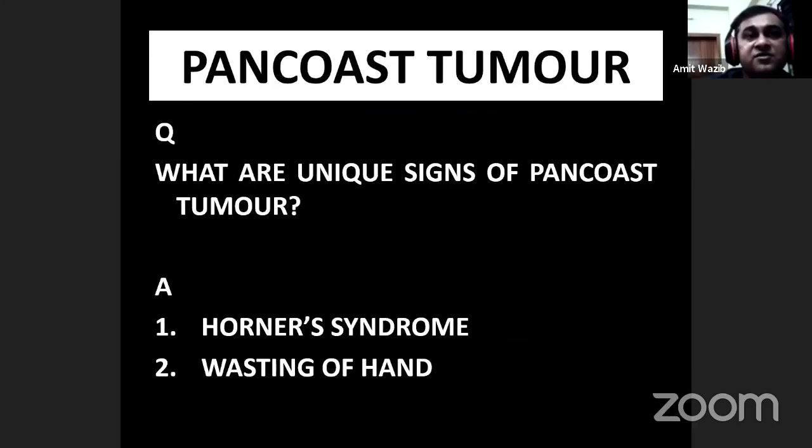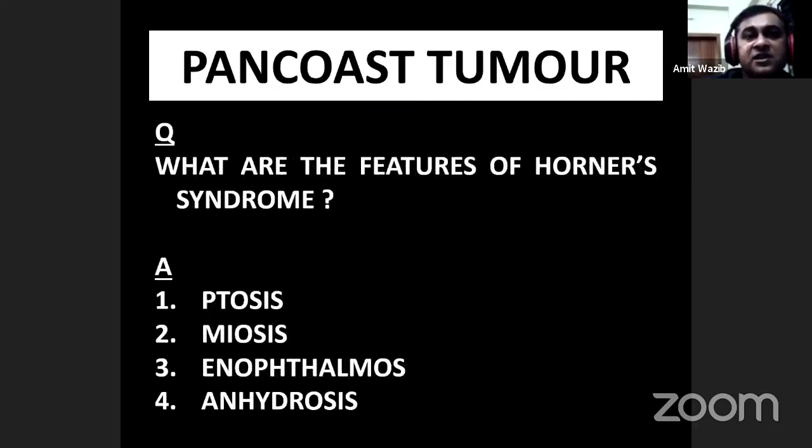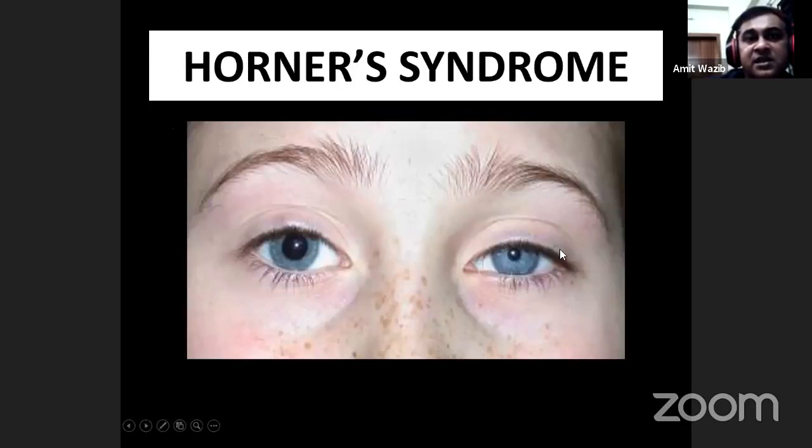So what is Horner syndrome? Horner syndrome is a combination of ptosis, meiosis, that means constricted pupil, enophthalmos, that is small eye, and anhidrosis, that is lack of sweat. So these four, like this picture, is the normal eye. Just look at the abnormal one. The eyelid has gone down, that is ptosis. The pupil is small, this is meiosis, and the eye looks smaller, this is enophthalmos. I cannot tell about the sweating here.